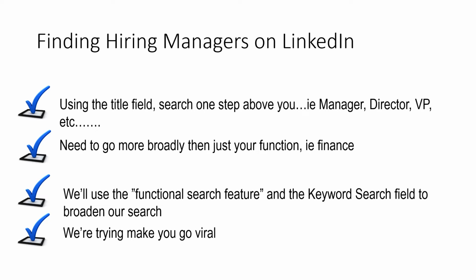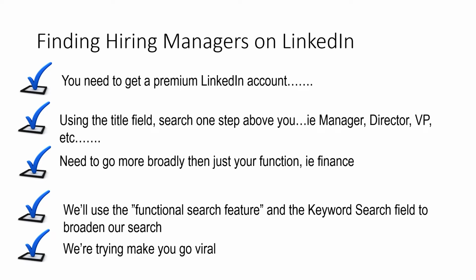You need to go a little more broadly than just putting your functional area in the title, though, because everybody's titles are so disparate, we want to make certain we grab as many people as we can. And I'll go through an example of that in a bit. So we want to use the functional search feature or the keyword search field to broaden our search. We get way more results that way. And remember, we're trying to make you go viral, so we want to be in as many places as we can. So, in order to do this, I'd recommend you get a premium LinkedIn account.